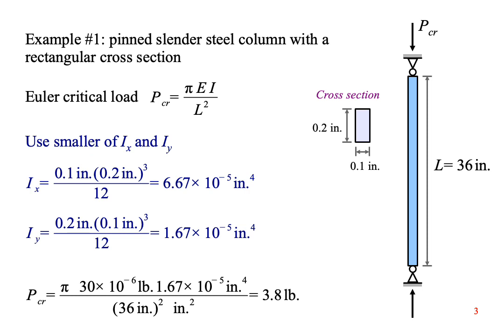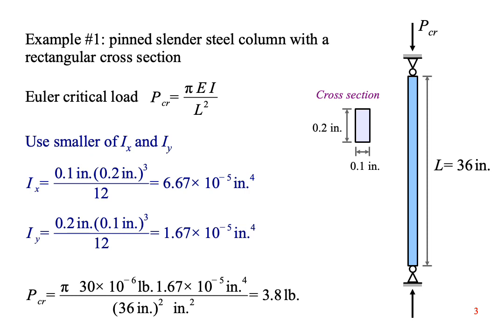The math for column buckling was developed by Leonhard Euler, the mathematician who invented the e to the x button on your calculator. He determined that the load required to get a slender column to buckle is equal to pi squared times Young's modulus times the moment of inertia divided by the length squared. We call this the critical load.